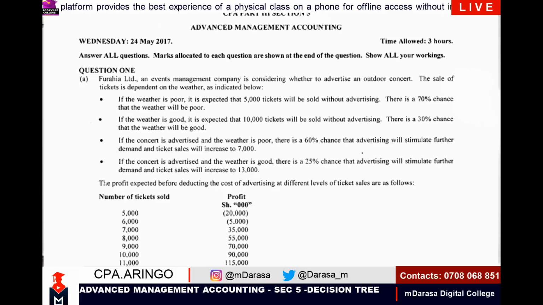I'm given that there is a 70% chance that the weather will be poor. The question is, what is the chance that the weather will be good? I know you can get that one, which in that case will be 30%, right? Proceed to the next point where we are told, if the weather is good, it is expected that 10,000 tickets will be sold without advertising.